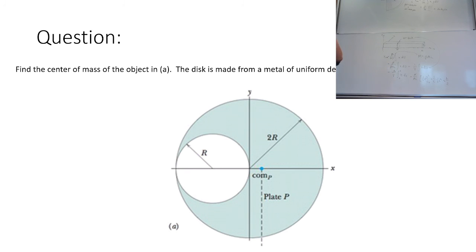Okay, so maybe just to finish up, we can try this question. The question is to find the center of mass of this object here. Now, of course, you could do this with an integral, but that would be pretty complicated. So basically, what you want to do is figure out a way to bypass doing the complex integral.